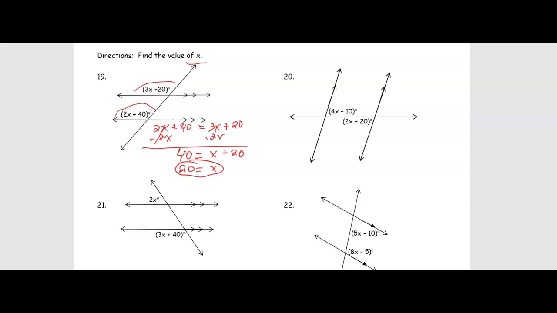Number 20, these are what we call same side interior angles. So here's our parallel lines. You remember, this is what we call a transversal.